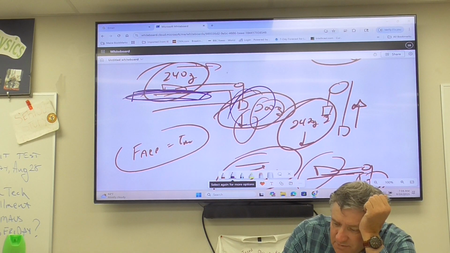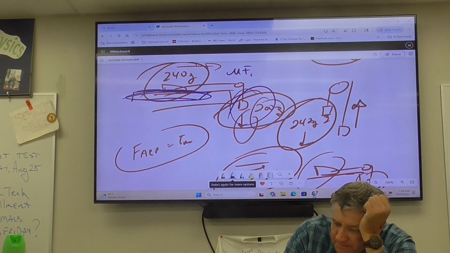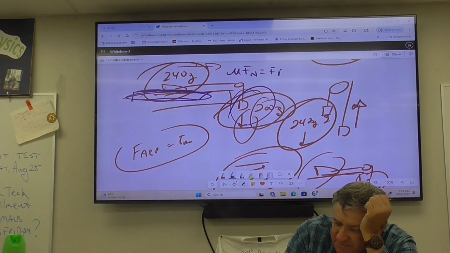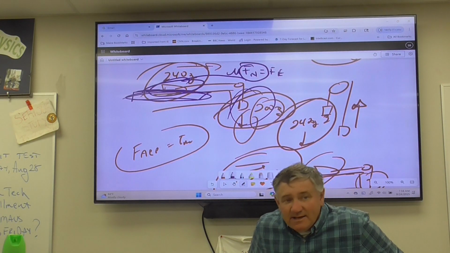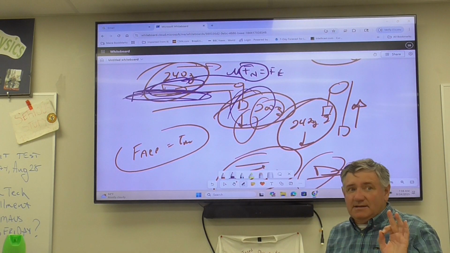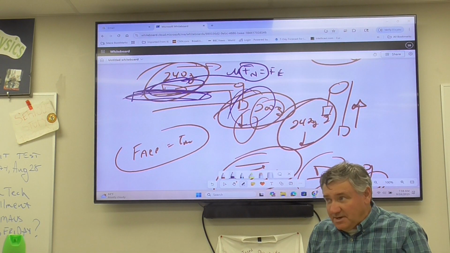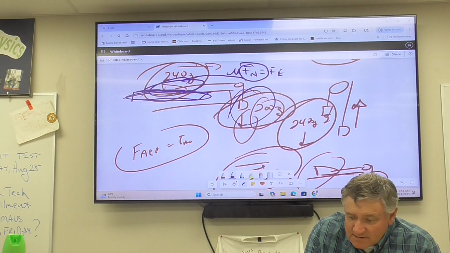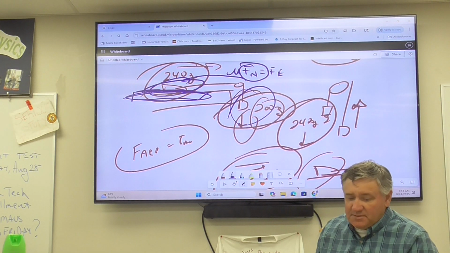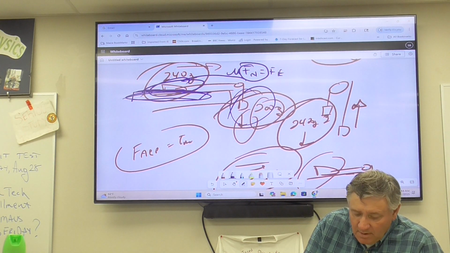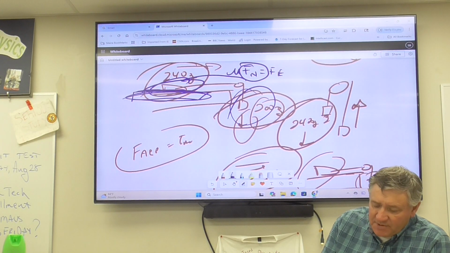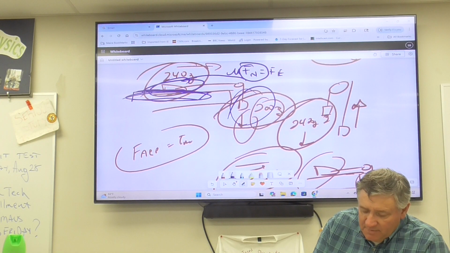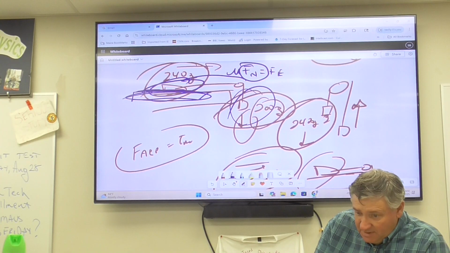So when you do mu times force normal equals force friction, this force normal is only the mass that is on the table. It is not the combined mass. It is not the combined mass. It is only the mass that's up there on the table. So, on number 3, when you're trying to find the value of the frictional force impeding the motion.